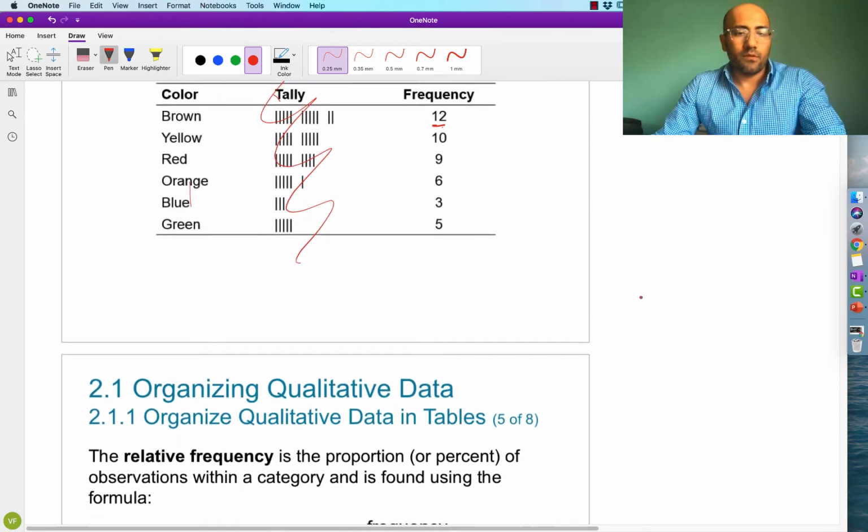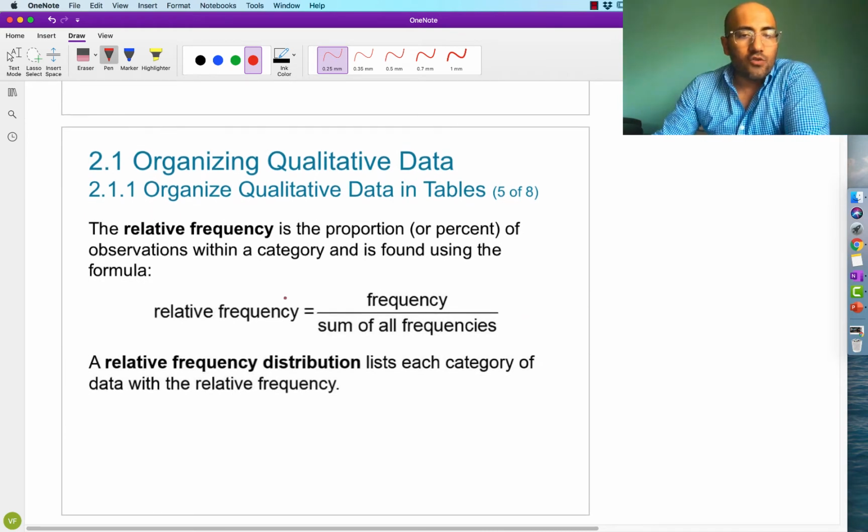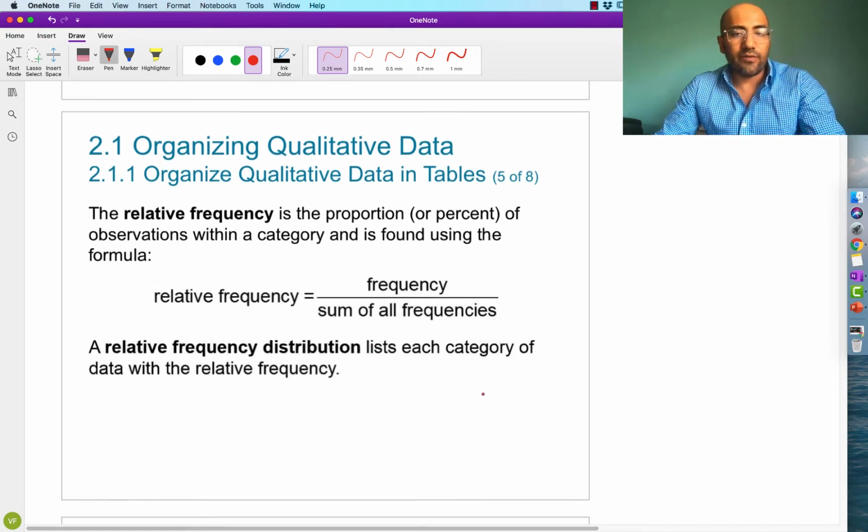Good. Okay. A relative frequency is the proportion or the percentage of observations within a category and is found using the following table. So we're going to take the sum of all the frequencies. That means it's the total number of M&Ms in our M&M example. So we're going to divide the frequency of each color by the total of M&Ms, and that'll tell you what proportion occurred for each individual color, right? A relative frequency distribution lists each category of the data with relative frequency.